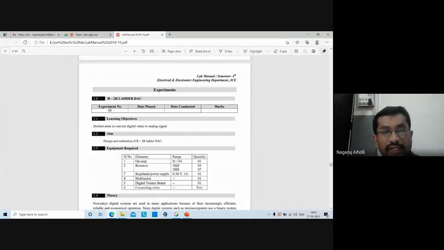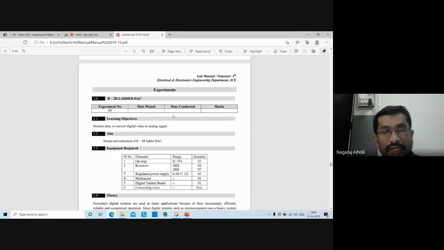Then experiment number 9 is R2R ladder DAC. Do you all know the full form of DAC? Can anybody tell me the full form of DAC? Digital to analog converter. ADC, analog to digital converter.